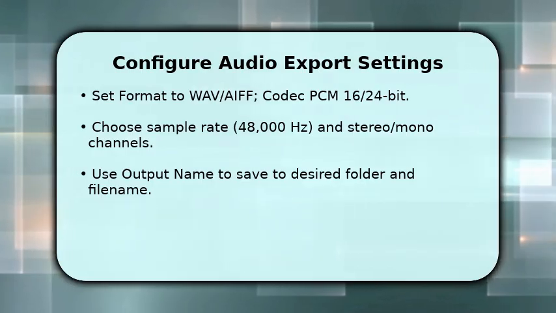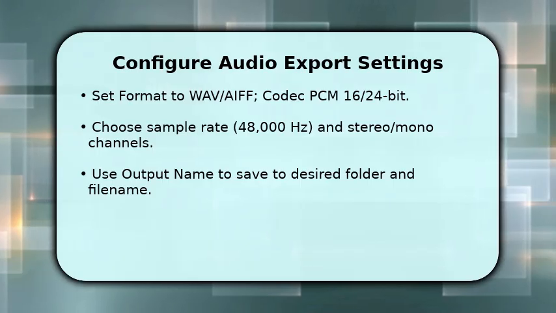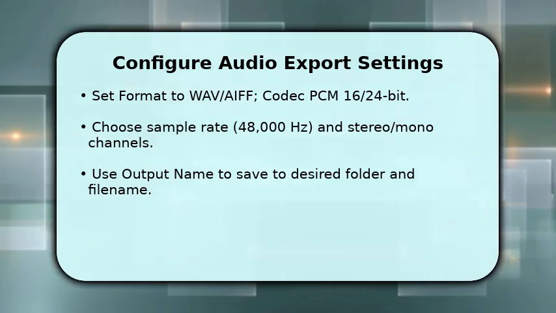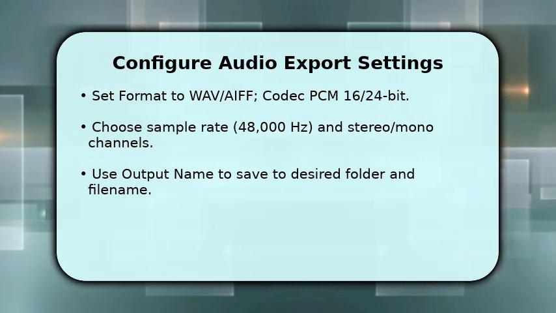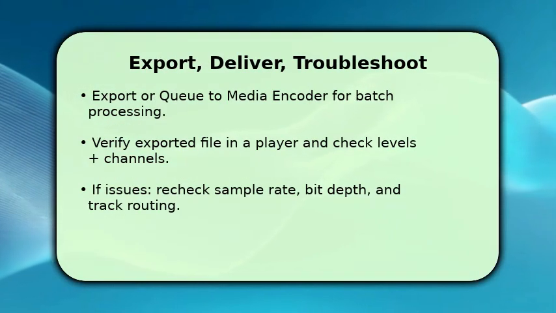Use the output name field to pick a clear file name and target folder so collaborators can find it. Once configured, double-check. Finish by exporting. Choose Export for immediate render or queue to Adobe Media Encoder for background or batch work.